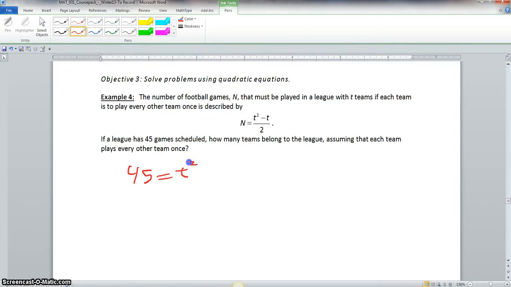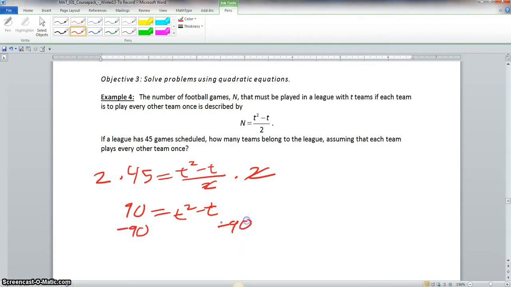Okay, now it says N is the number of football games, so we know 45 is equal to T squared minus T over 2. Now T stands for the teams, so we need to first get rid of this 2 out of the denominator. We'll multiply each side by 2, and we have 90 is equal to T squared minus T, because these 2's will simplify each other out. So now we have to make this equal 0, so we will subtract 90 from both sides, and we have 0 is equal to T squared minus T minus 90.